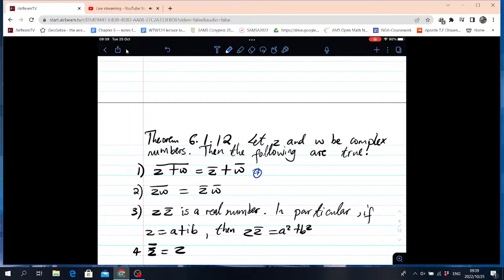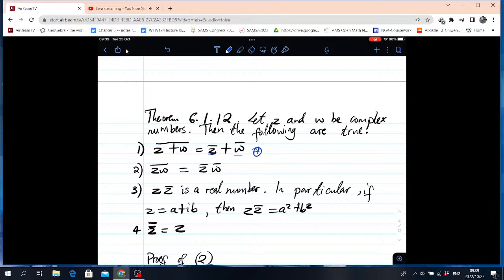So we can see that you can sort of divide this bar and put it separately like that. And then the next thing is this also applies to multiplication. The conjugate of the product is equal to the product of the conjugates, right? So we've got that statement over there.